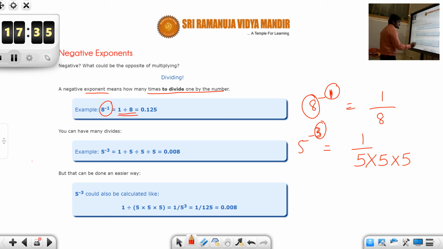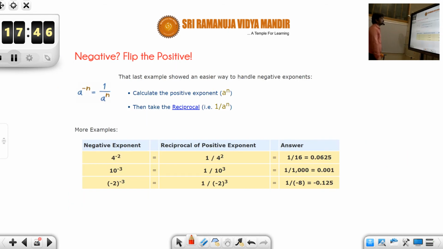Similarly, let's look at another example. The same thing I have listed down. 5 power minus 3 is 1 divided by 5. How many times? 3 times. Okay. Let's look at the next slide.